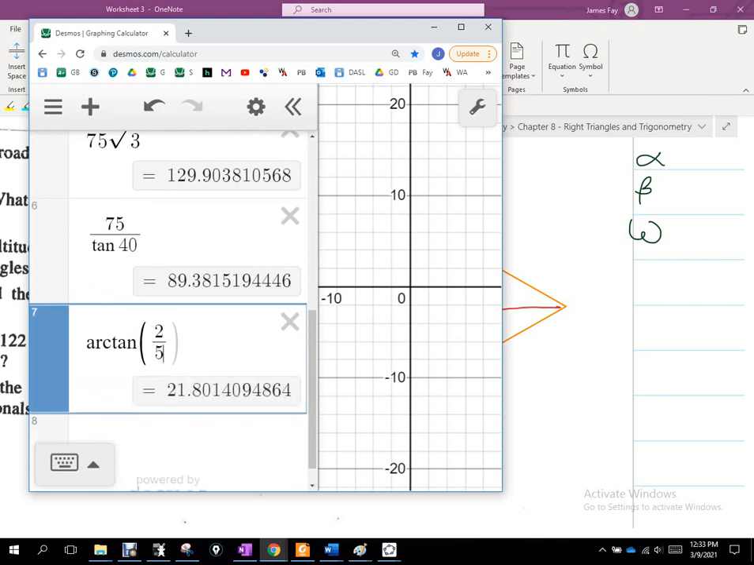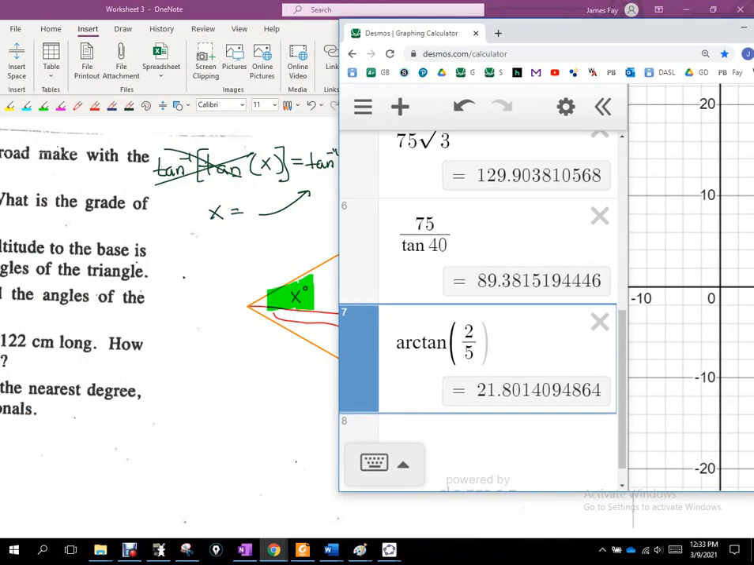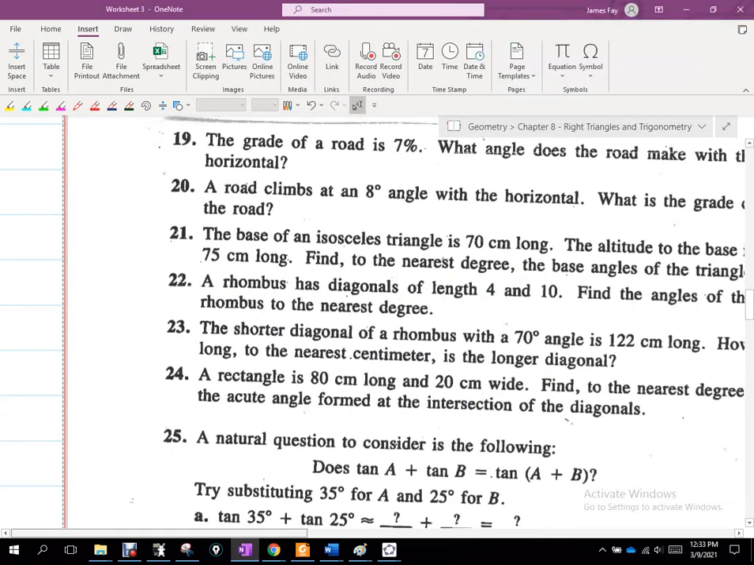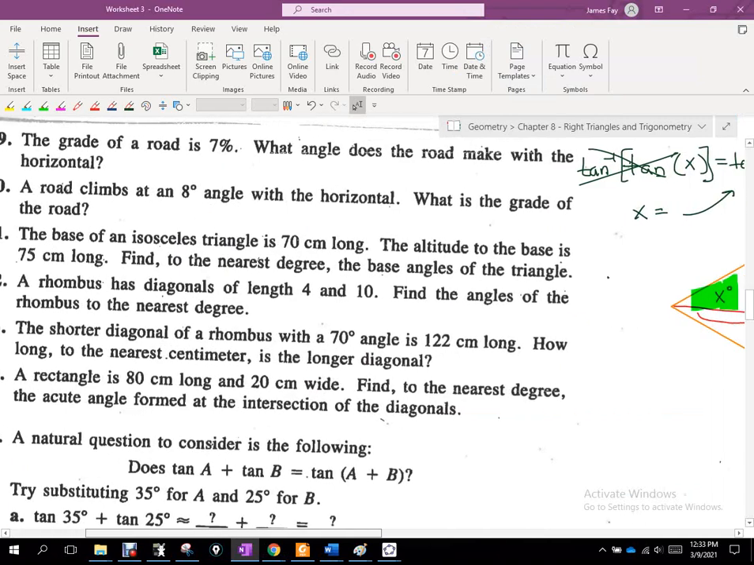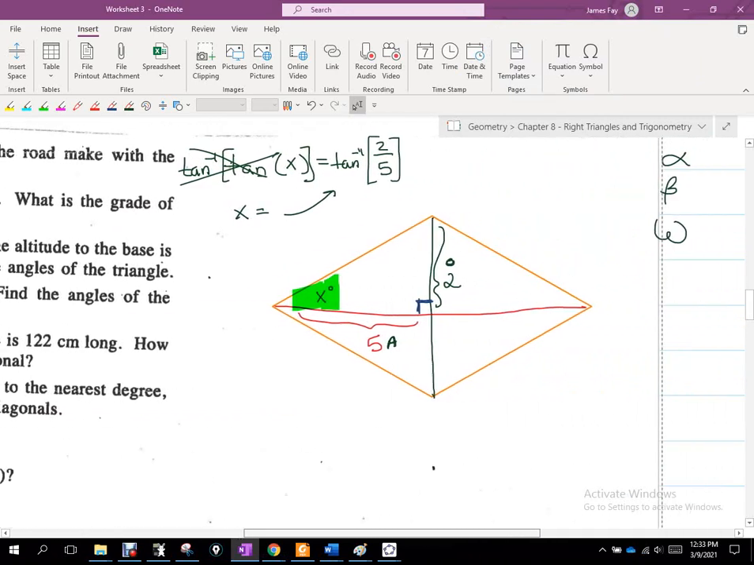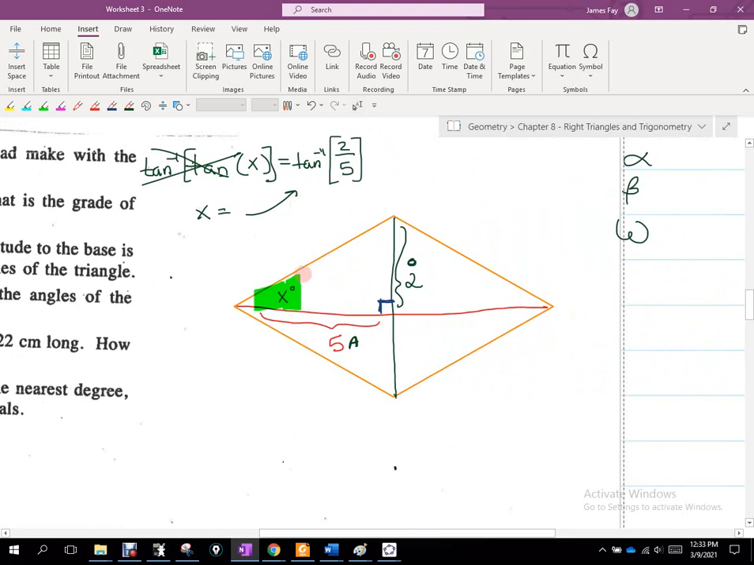21.8 degrees, right? Is that right? Did that answer the question, though? What's the question ask? Yeah, but it also says find the angles of the rhombus, correct? What did we just find the angle of? Yeah, we just found the angle of that triangle, right?